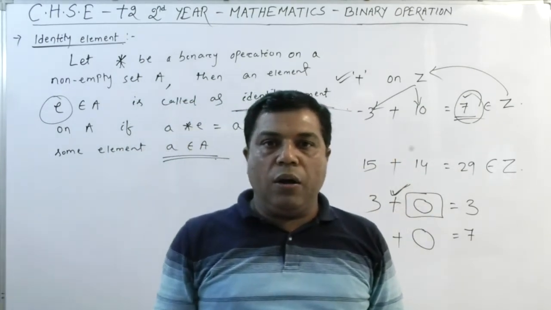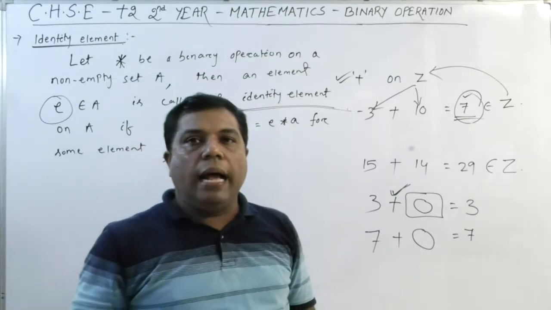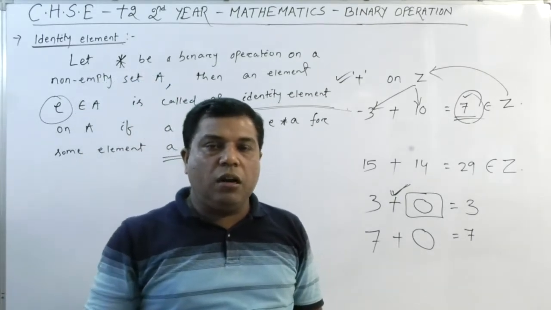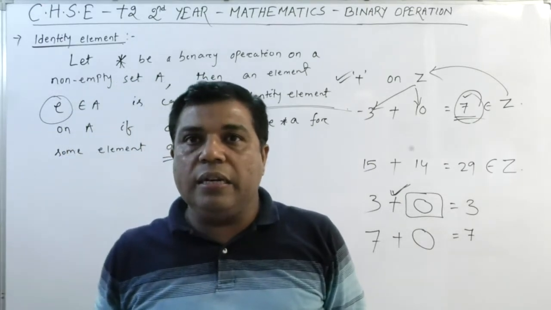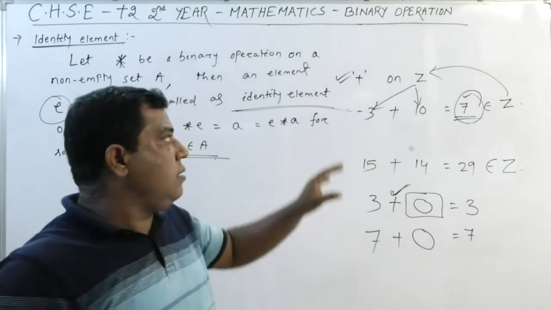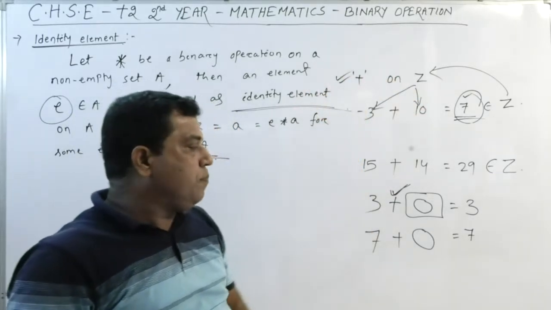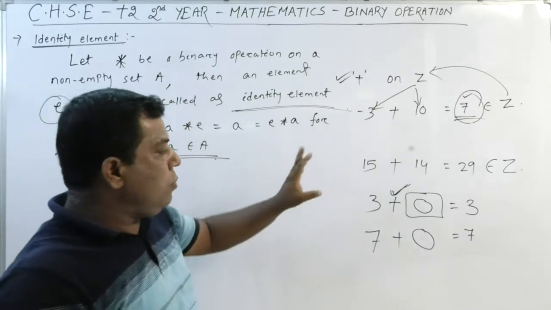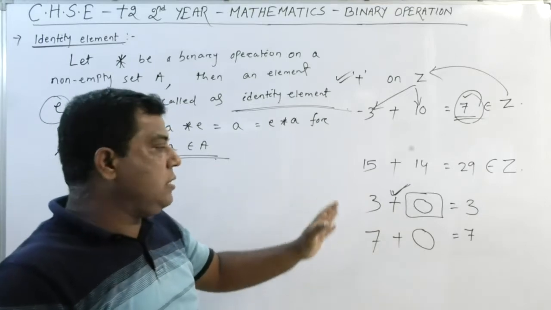Now we have to find out whether the identity element is present or not. If it is present, what is the value of the identity element for that addition and on that set? So we take an element 3, we take an element 7.